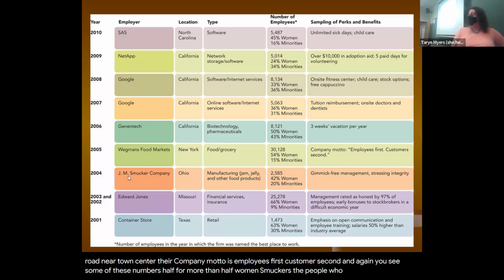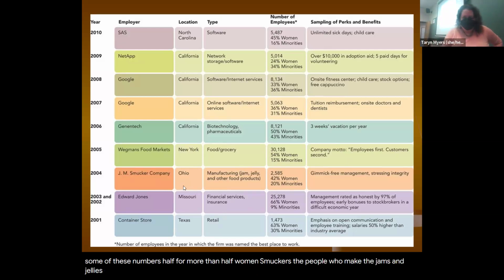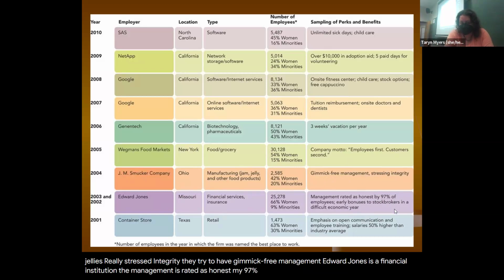Smuckers, the people who make the jams and jellies. They really stress integrity. They try to have gimmick-free management. Edward Jones is a financial institution. The management is rated as honest by 97% of employees. They have early bonuses in a difficult economic year.